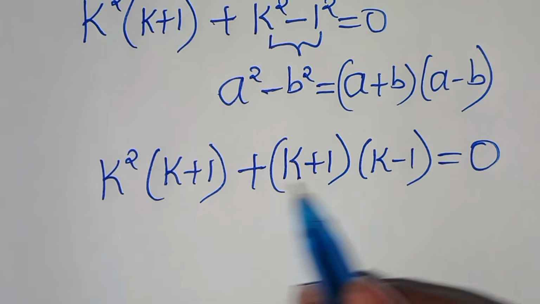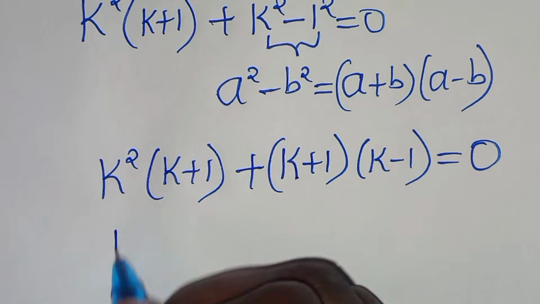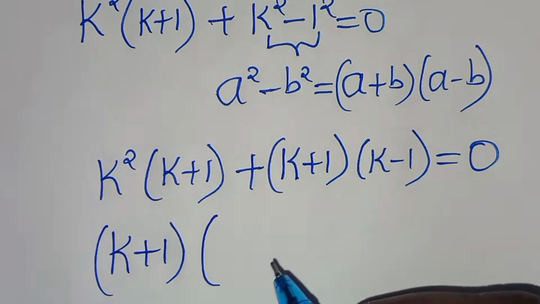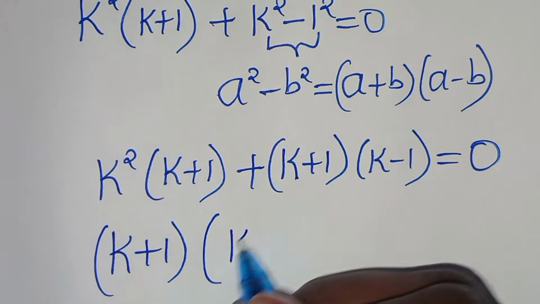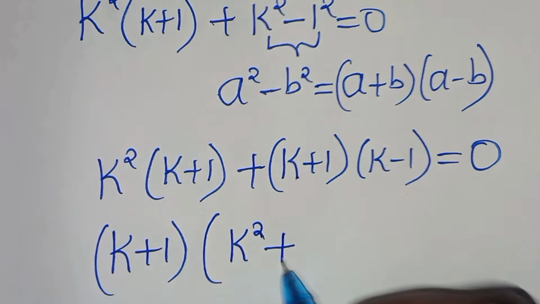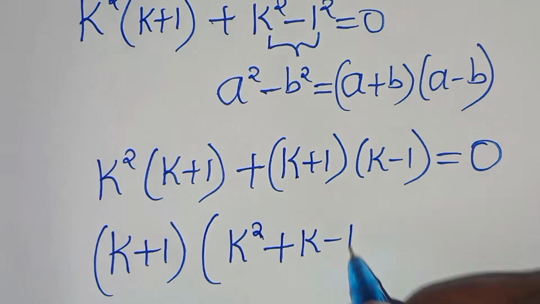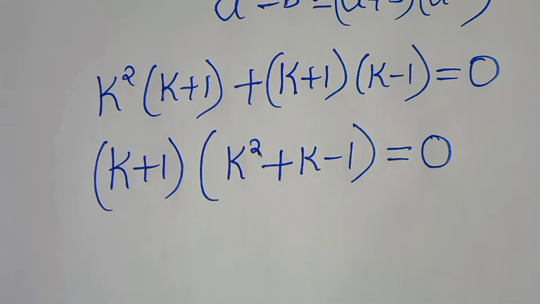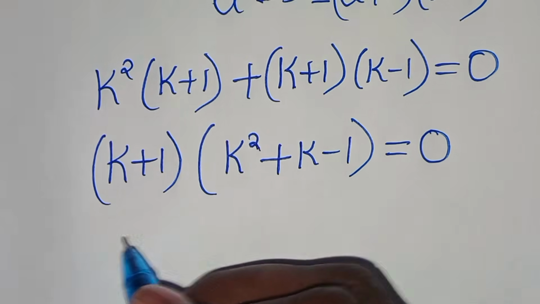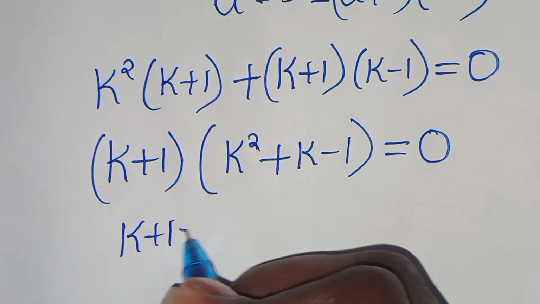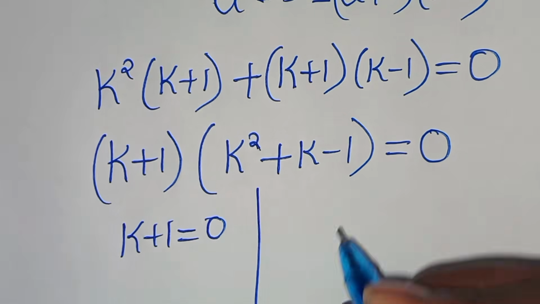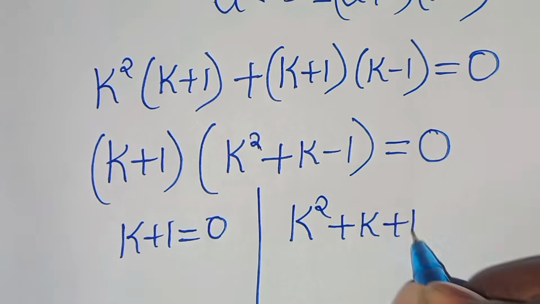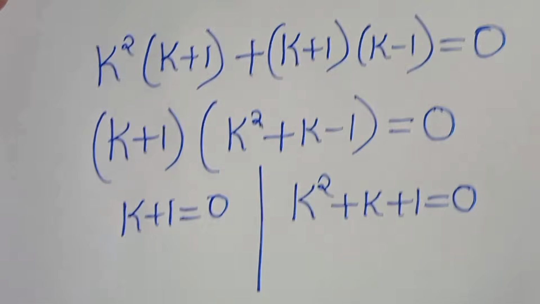Now, k plus 1 is common here, so we can factor out k plus 1 into the parentheses. This is k squared plus k minus 1 in the parentheses, equal to 0. We have got two parts here. We have k plus 1 equal to 0, and then we have k squared plus k minus 1 equal to 0.